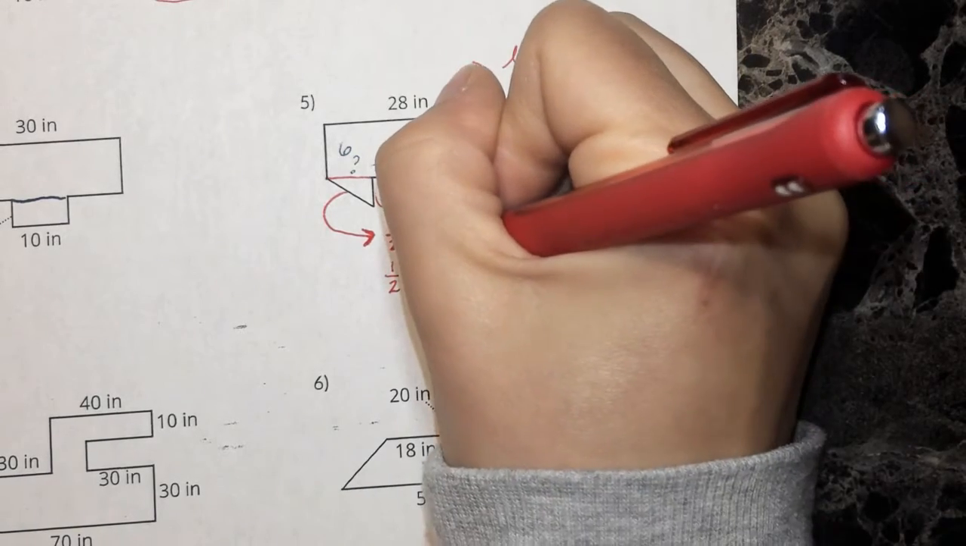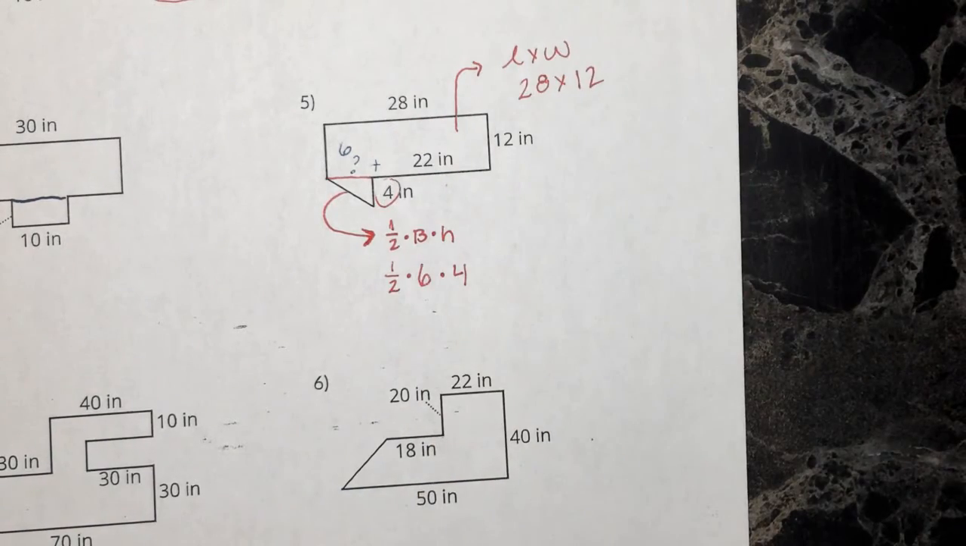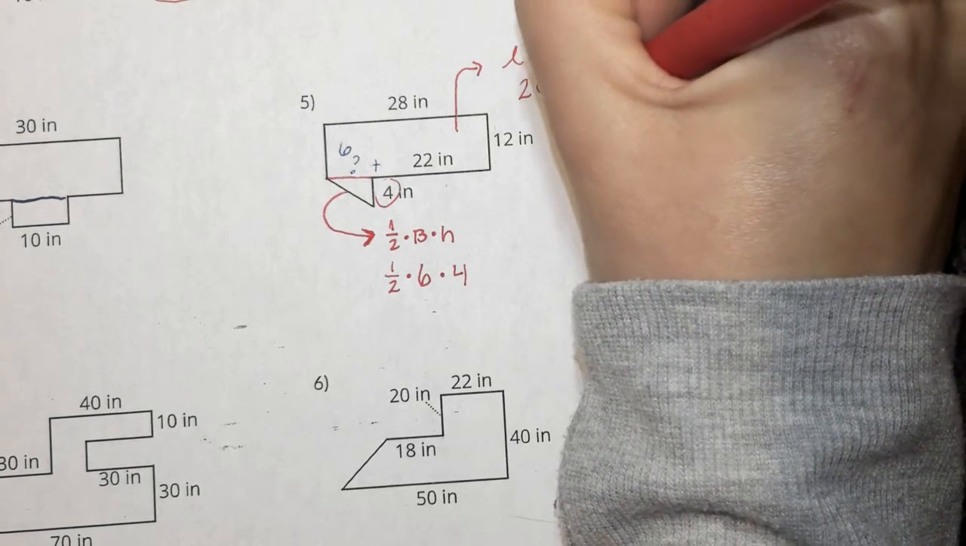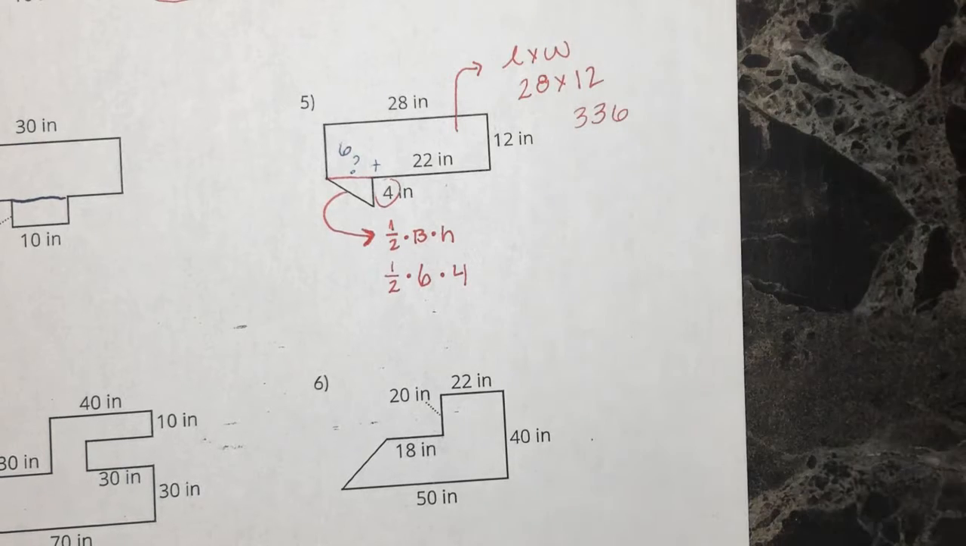If that's 6, you'd plug 6 in right here. And now all you're going to do is multiply them together, and then you would add them up. So, when you multiply them together, you do 28 times 12. I just used a calculator real quick, and I got 336.